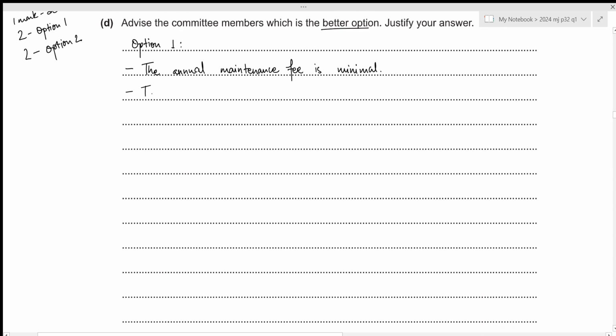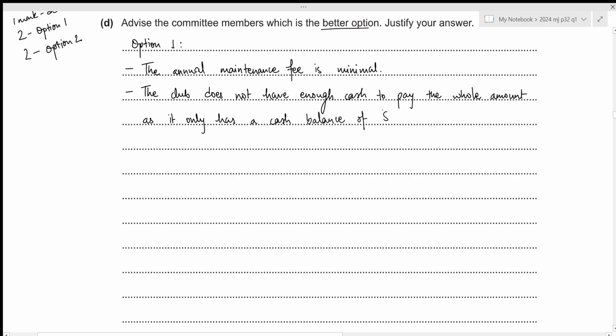The club does not have enough cash to pay the whole amount, as it only has a cash balance of 116,600 at 31st December 2023.